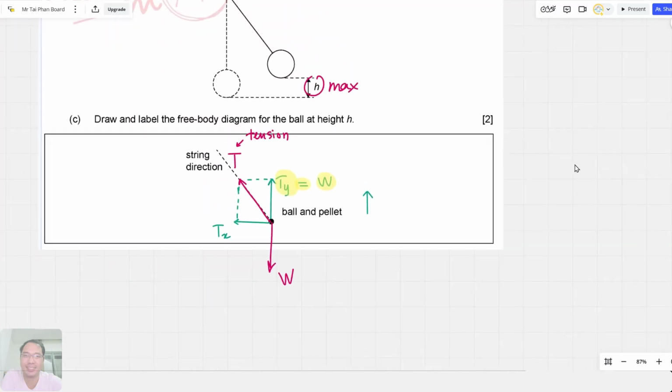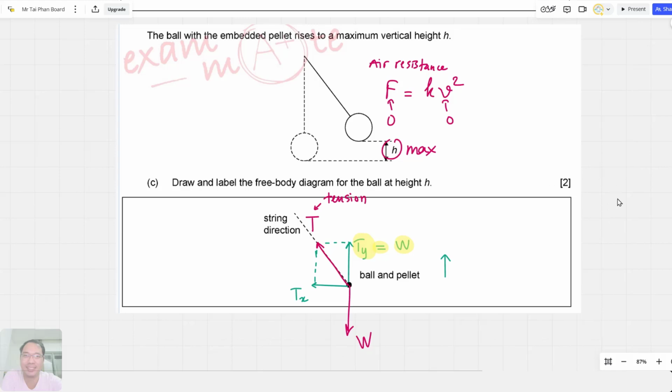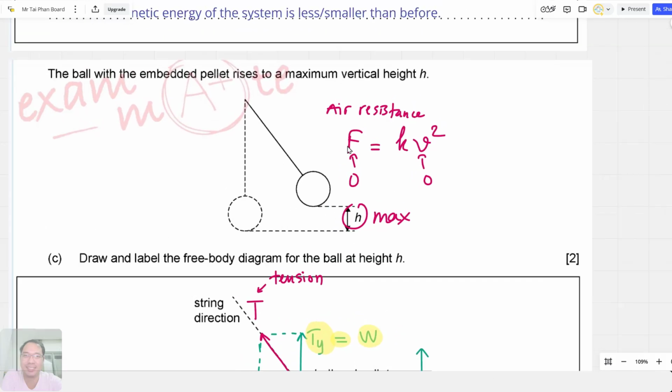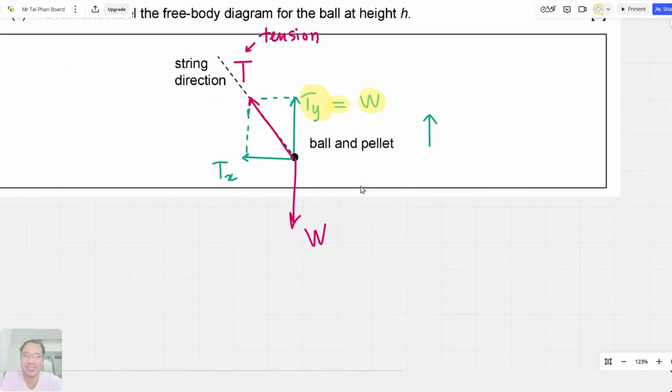Anyway, when it rises to the maximum height, the speed becomes zero at this extreme point. The speed is zero, and therefore the air resistance is zero, because in the previous problem, we learned that the air resistance is proportional to the square of the speed. So speed zero, air resistance zero. The ball is usually small, and the speed is not high enough, so the air resistance is normally negligible. So this is the point.